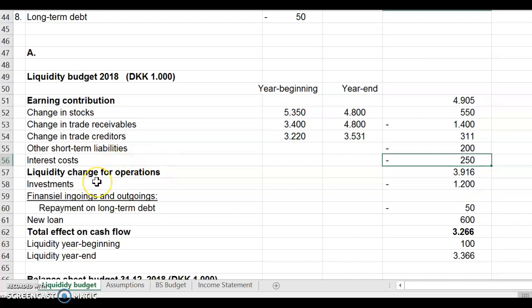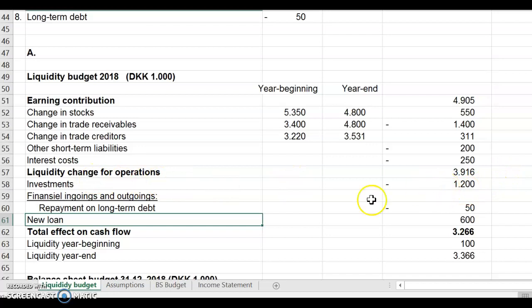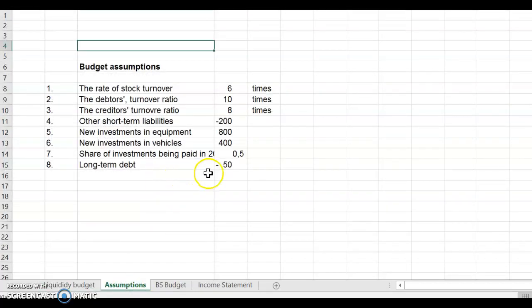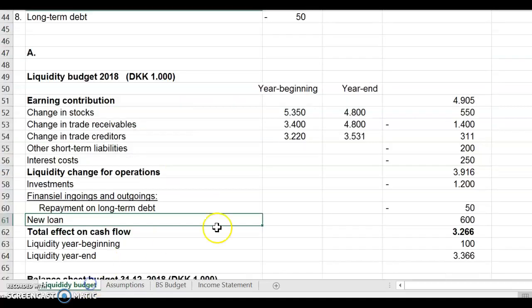Then we have investments, and the investments are in total 1,200. We didn't pay all of it, but we need here to signal that the total investment was 1,200. It's of course a minus. And then we here establish a loan on half of the 1,200. So you can find that here. So investment minus 1,200. Then we have repayment of long-term debt. It is according to the assumptions, it is 50 here. So now we have all the figures.